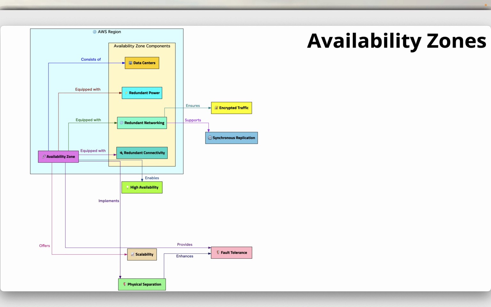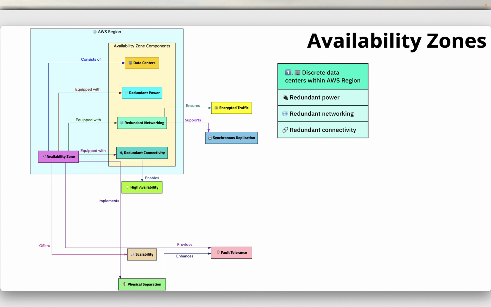Next I'll be explaining the availability zone. An availability zone consists of one or more data centers equipped with redundant power, networking and connectivity. The point to remember is that one availability zone consists of multiple data centers. It's not just one data center. So it's always one or more. Most of the time it will be 2 or 3 for high availability and fault tolerance.